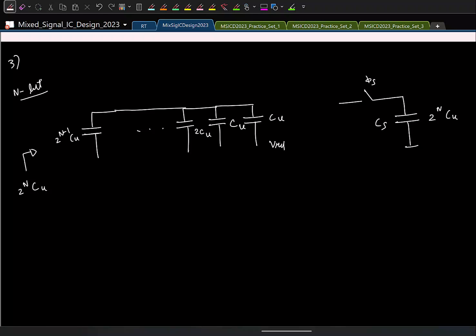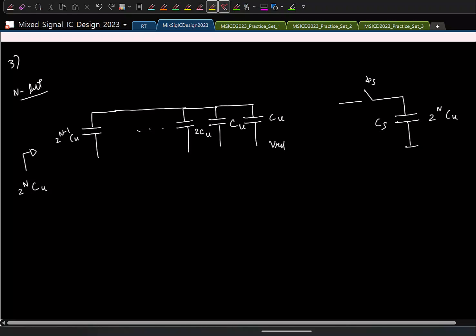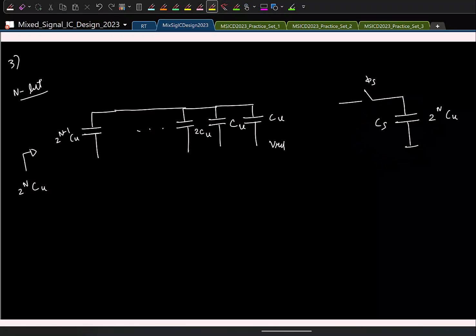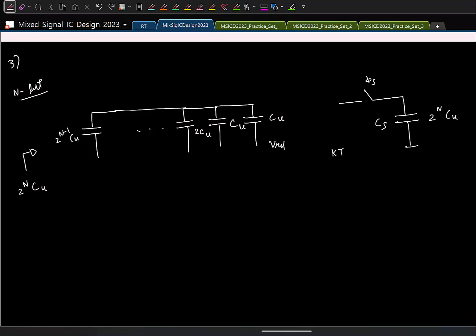Now, when we are designing a sampling circuit, how do we choose the value of the sampling capacitor? What determines the value of the sampling capacitor? kT by C noise, right? So we choose the capacitance value based on the kT by C requirement. Let's do some quick calculations. So let us say I am designing a 10-bit SAR. What is the maximum sinusoidal signal to noise ratio I can achieve here? Roughly 60 dB, 6n, right? Roughly 60 dB, that's enough.